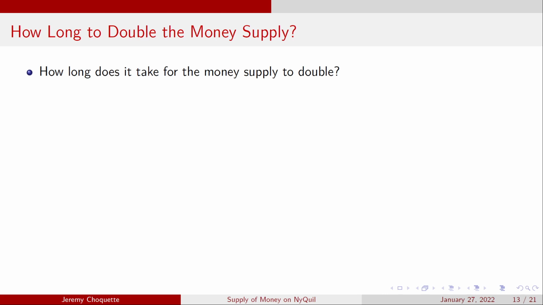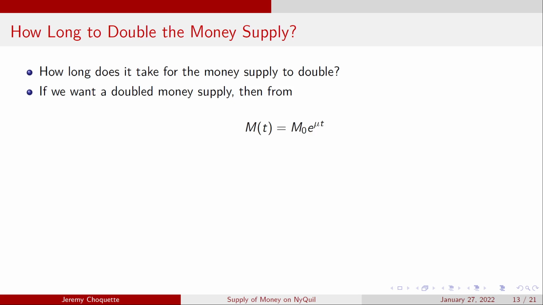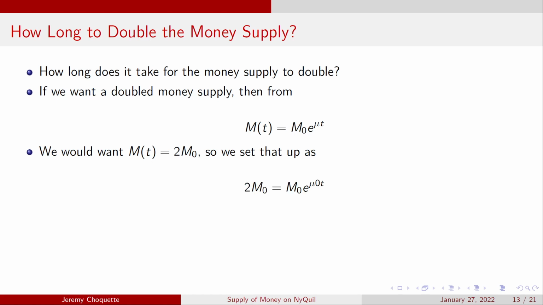So how long does it take for the money supply to double? Well, if we want a doubled money supply from M of T equals M0 times e to the mu T, we would just say that M of T is equal to 2 times M naught, right? Because the money supply would be doubled. So I just set that up as 2 times M naught equals M naught times e to the mu T. I don't know why there's a 0 in there. My apologies for that 0. It's not supposed to be there.